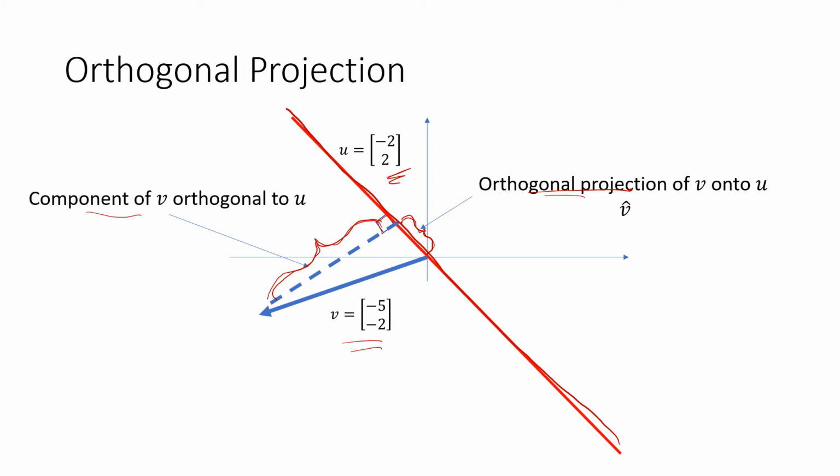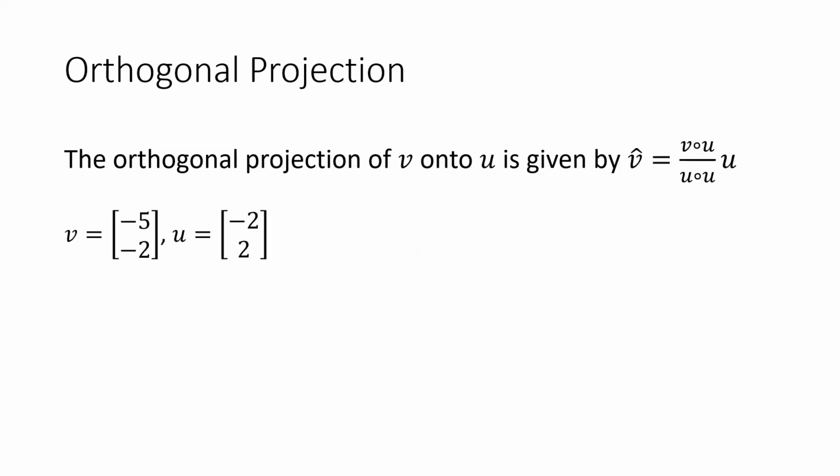So you're taking a vector and you're breaking it down into its components. One component is in your subspace. The other component is orthogonal to your subspace. That orthogonal projection, we call it v hat. And there's a simple formula to get that, again, using dot products. So the orthogonal projection of v onto u is given by this formula. And you'll notice that this is essentially the coordinate formula that we had from the previous theorem.